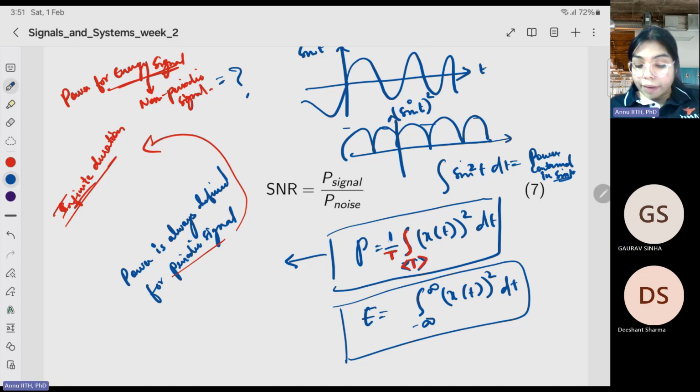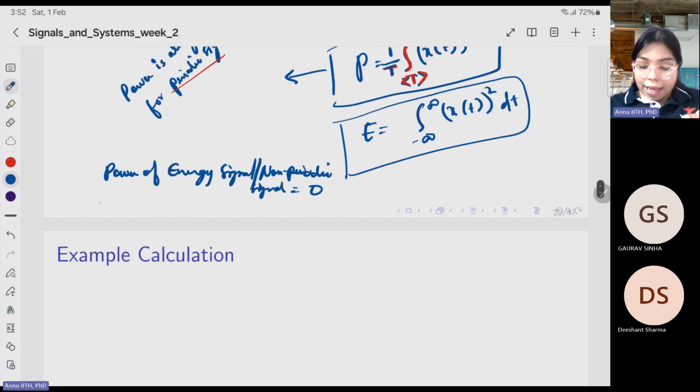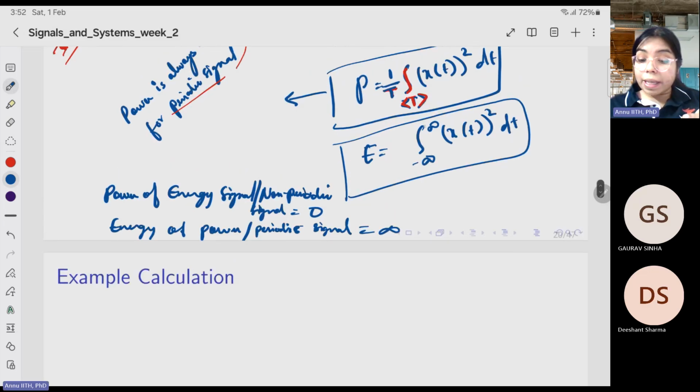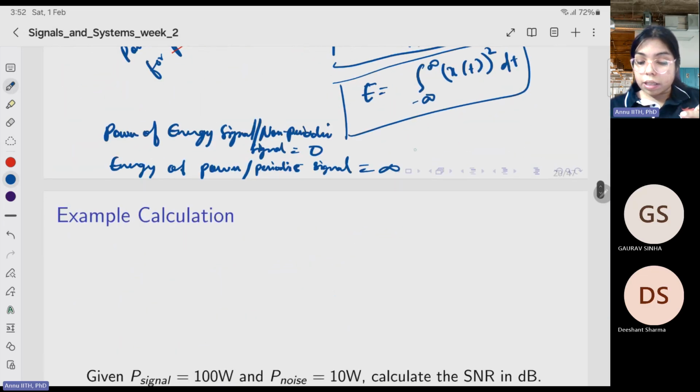Since you calculate power over one period, and there is no period here, it will be zero. Very commonly asked question: the power of a non-periodic signal or energy signal is zero. Whereas the energy of a power signal or periodic signal is infinite, because from the formula you are summing it over an infinite duration. So this is infinity.